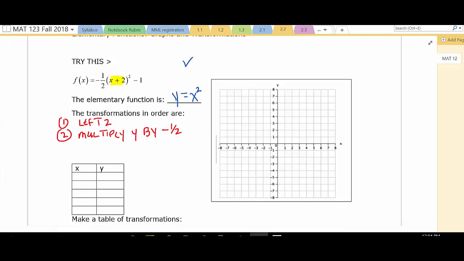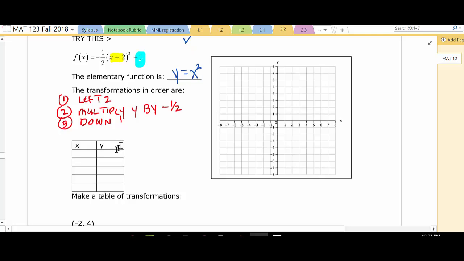And then what does the minus 1 do? Down 1, good. So you got to know those, what's going on with each one of those things. That's going down 1. So here's what you want to do then.